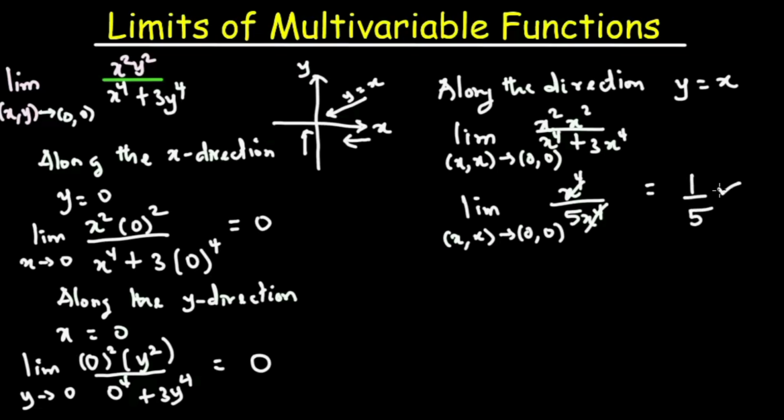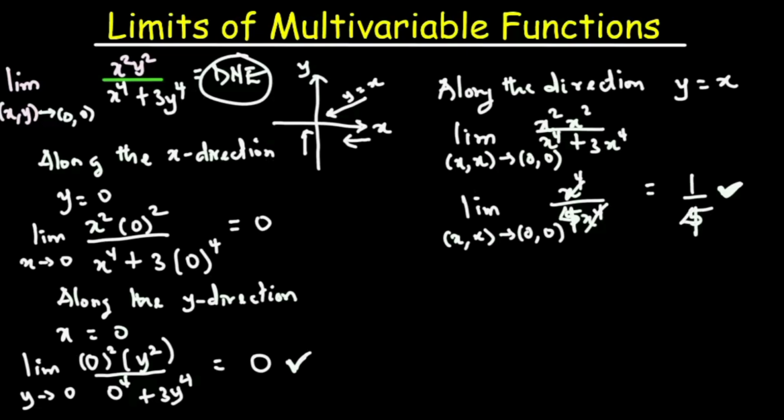Now since this answer is different from this, the limit does not exist. The limit does not exist. So this is the answer to this question as well. The limit does not exist. Let's look at one more question, and let's look at how we're going to go. This is going to be a little bit different. I think I made an error here. This should be 1 plus 3 is 4. So this should be 1 over 4.